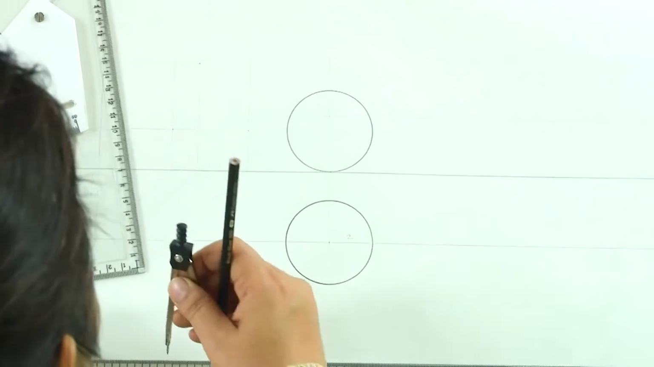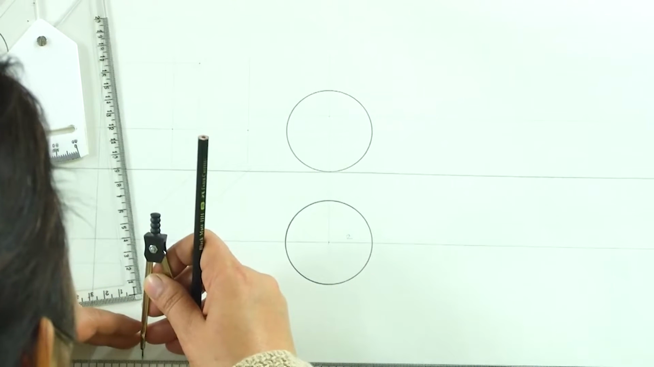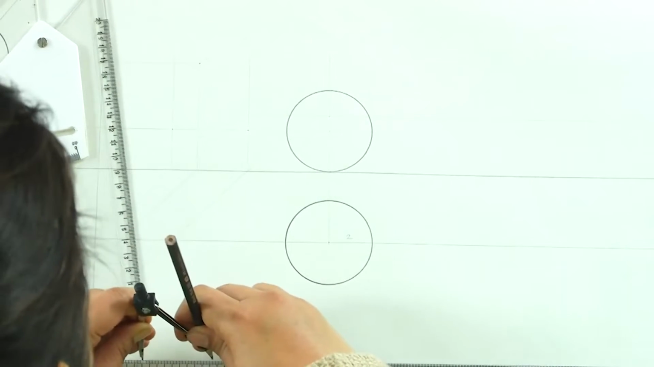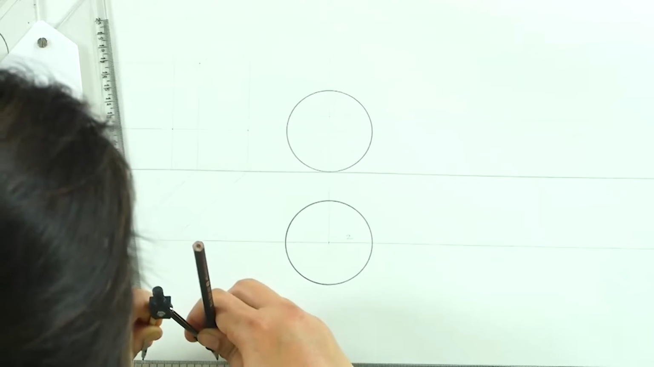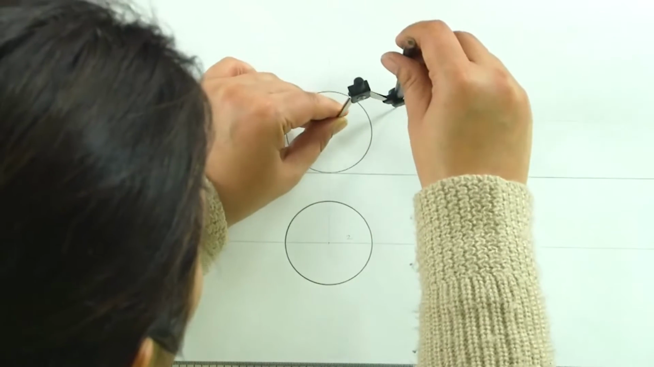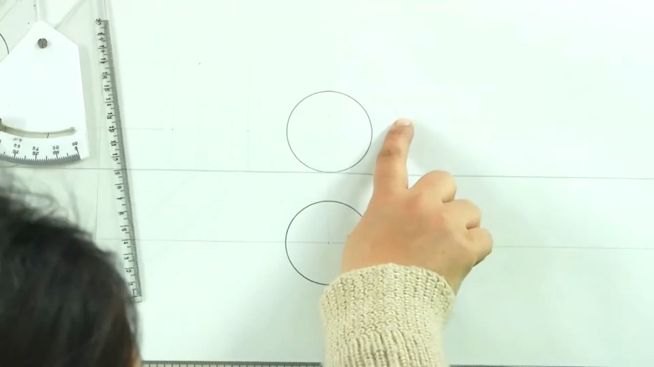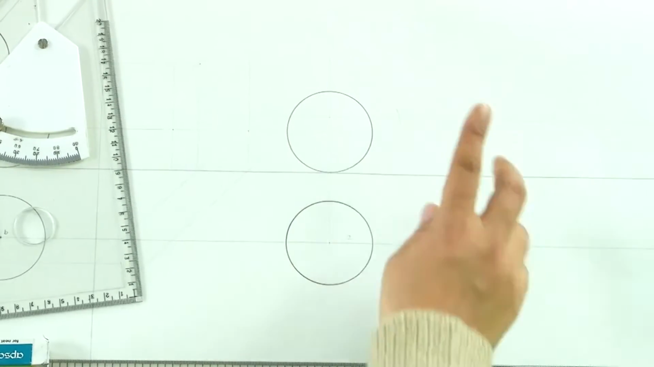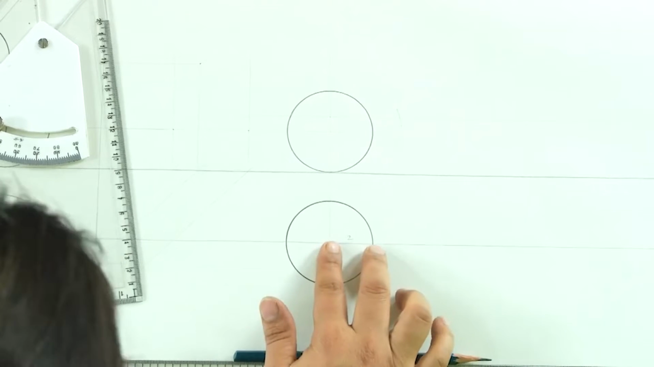So, all we have to do is, we will measure a distance of 5 centimeters and this center is fixed. We will have a line cutting. So, this is 2 and 3.